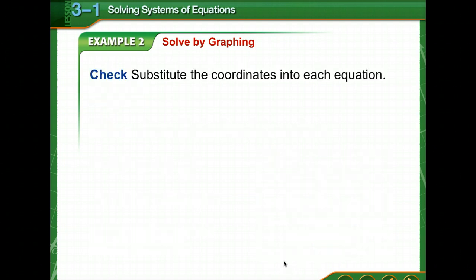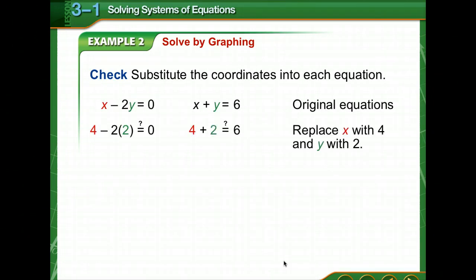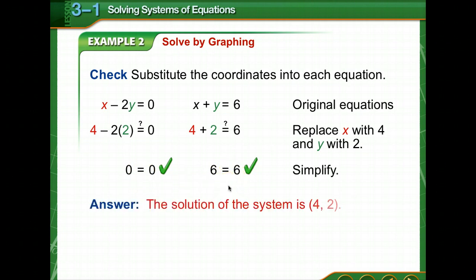Now we're going to check our answer by substituting the coordinates into each equation. We're going to use the original equations, and it's very important that you do it for both of the equations. So we got 4 for x, and 2 for y. So we substitute it in, and it does check: 0 equals 0 and 6 equals 6 every time. So the solution to this system of equations is (4, 2). Notice the x is always written first and then the y value.